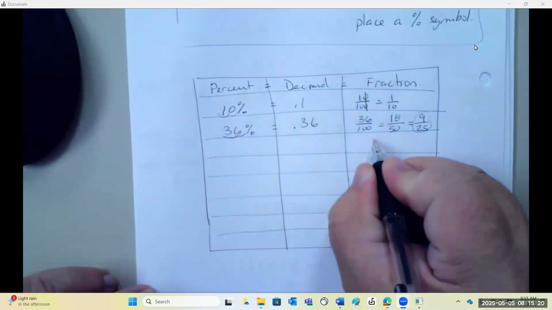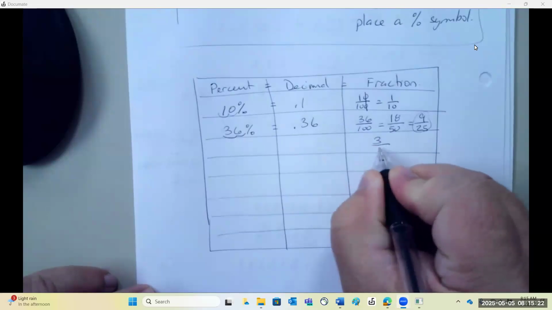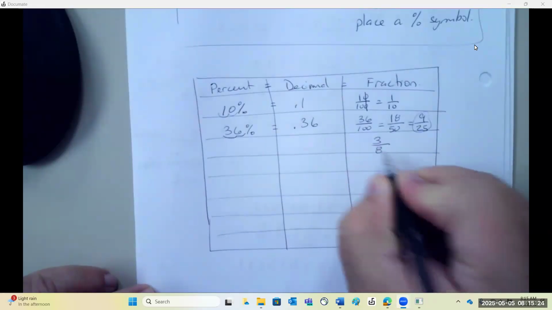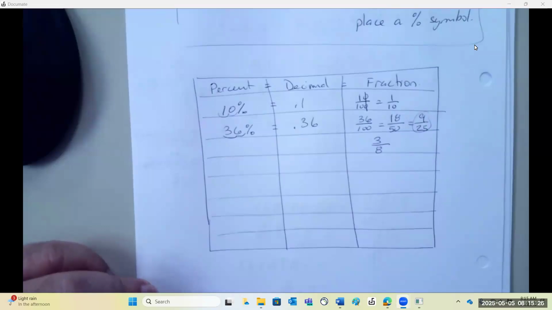Then the next one would be, I give you a fraction. 3 over 8. What would you convert there first?